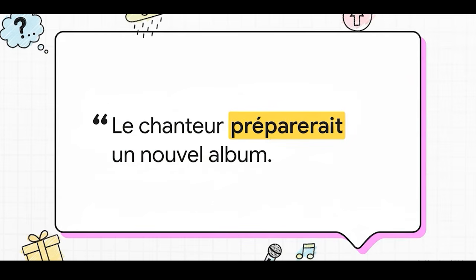You'll see this one all the time in the news. Journalists use this conditional when they're reporting on something that isn't 100% confirmed yet. So in Le chanteur préparerait un nouvel album, when you hear that a singer préparerait un album, it means he's reportedly or allegedly preparing it. It's like saying, you're hearing this, but we don't have all the facts yet.